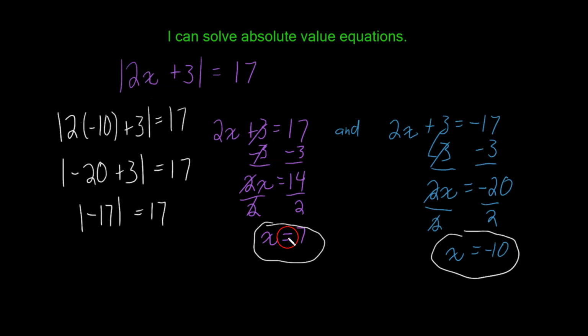So we have two solutions here. We get x equals 7 and x equals negative 10. I hope by now, and maybe with a little bit of practice, you can say, I can solve absolute value equations.